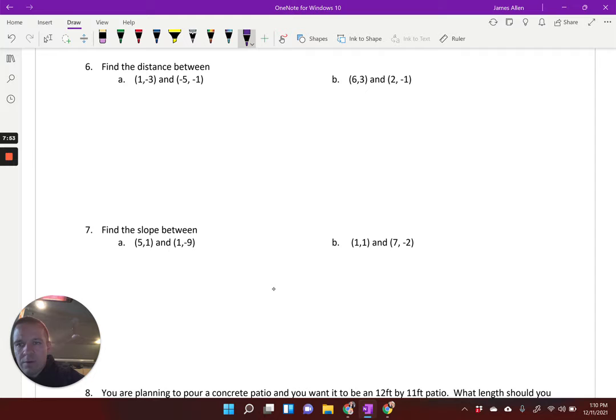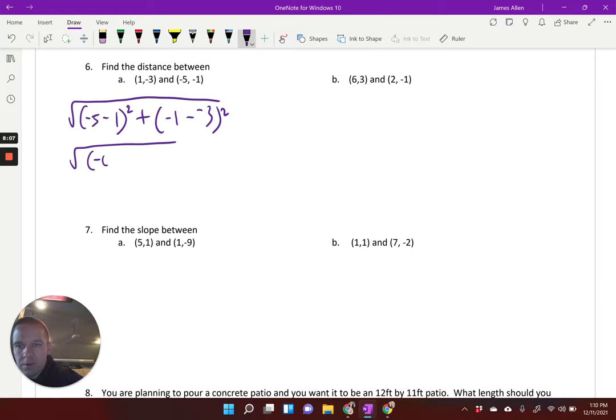Distance. So I've got the square root of x2 minus x1 squared plus y2 minus y1 squared. So I have negative 6 squared.